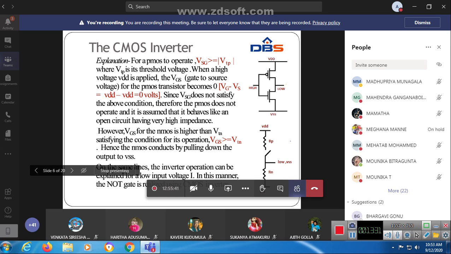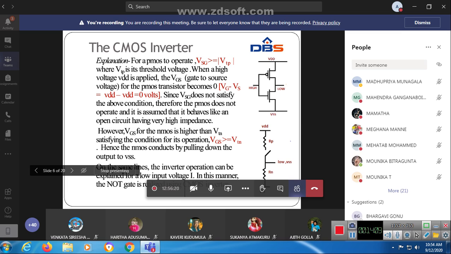Here the low signal, that means low, the bubble will be converted to a high input signal, that is low to high. With that high voltage, at this condition VSG is greater than or equal to VTP, so the PMOS transistor will be on. Whenever we apply the low input signal, the PMOS transistor will be on and the NMOS transistor will be off, because VGS is less than or equal to VTN.